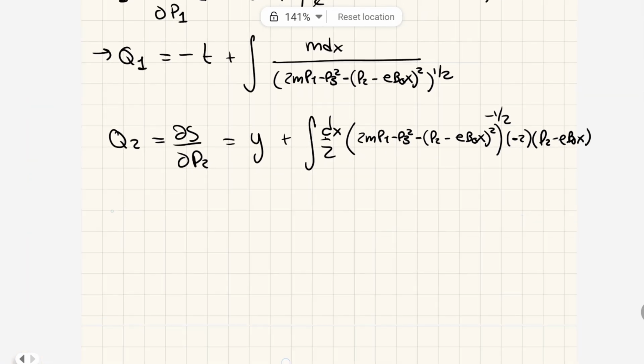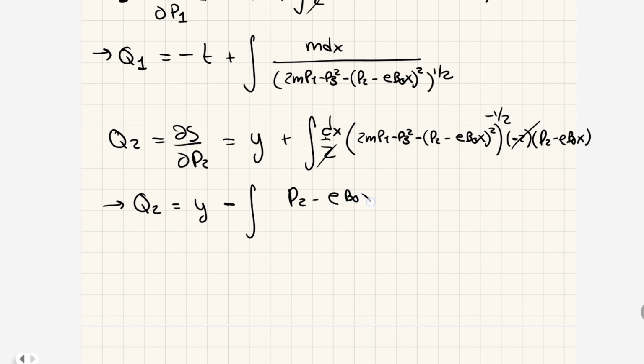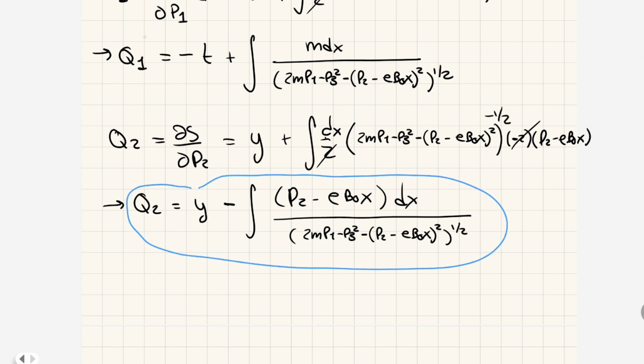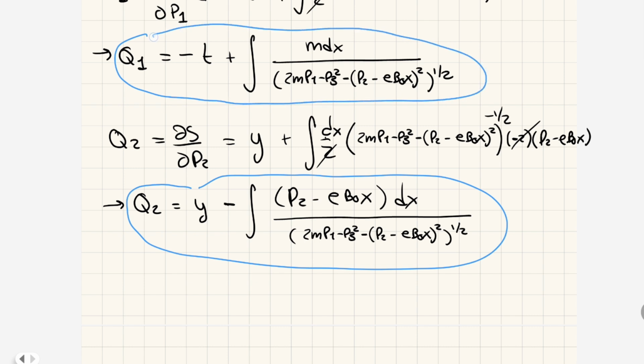Perfect, so with this we can see that q2 is equal to y, and then minus, we cancel these 2's, we have the integral here, it will be (p2 minus eb0x) that multiplies dx, and then it is divided by this thing over here, that is raised to the 1/2. Okay, perfect. Yep, so that is q2. Let me remark this and this. They will be important later on.